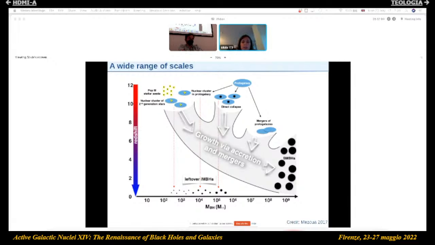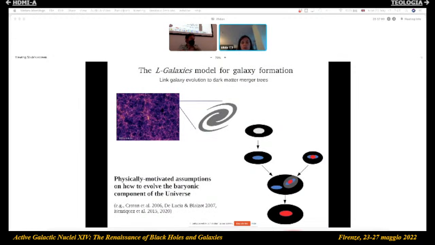So our goal is to build a model to try to model all the physics that is important for black hole evolution, and we want to link it to dark matter. The baseline for our model is the L-Galaxies model for galaxy formation. This is a model that links galaxy evolution to dark matter merger trees. So you have a dark matter simulation, and then you follow the evolution of the baryonic component of the universe thanks to physically motivated assumptions.